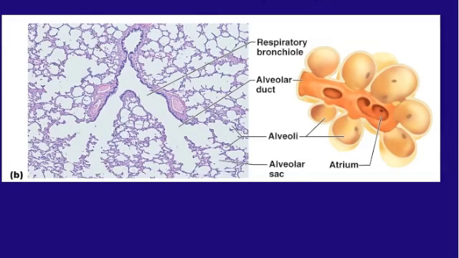This is just another picture of how the alveolar ducts look, as you can see based on this microscope representation. The little dots are the alveoli, and this is the duct, and right in the middle is the atrium.